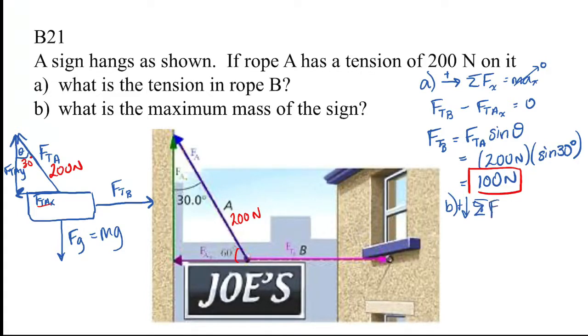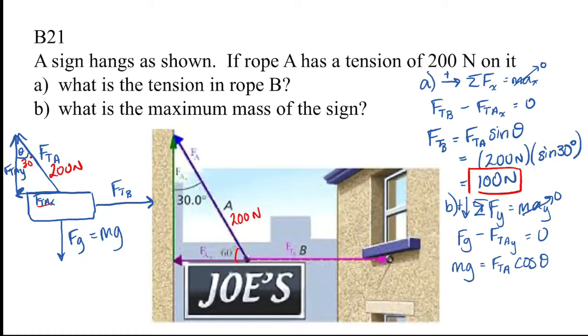Okay, sum of forces in the y direction equals mass times acceleration in the y direction, which is 0. So force of gravity is positive. I'm going to subtract force of tension of A in the y direction, and that's going to equal 0. So Fg is mg. This equals force of tension of A in the y direction, which is just force of tension of A times cosine of that 30-degree angle, because of course that's on the adjacent side now.